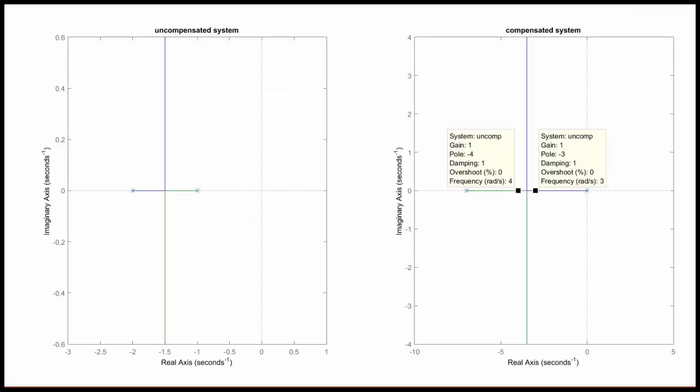Okay, here's the MATLAB plot of the root locus. So the uncompensated system, we were indeed at -1 and -2. And afterwards, with a gain K equal to 1, we do indeed have poles at -3 and -4. And now we need to go to the step response in order to see the zero steady state error.